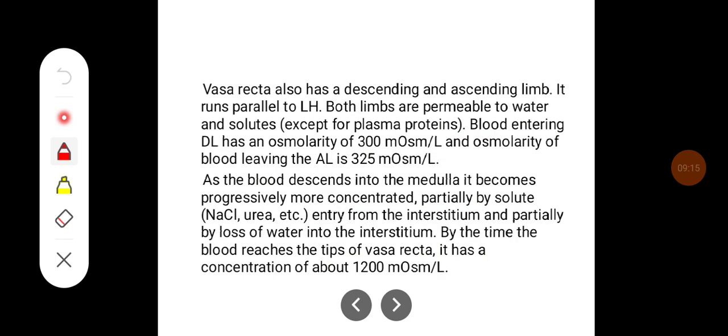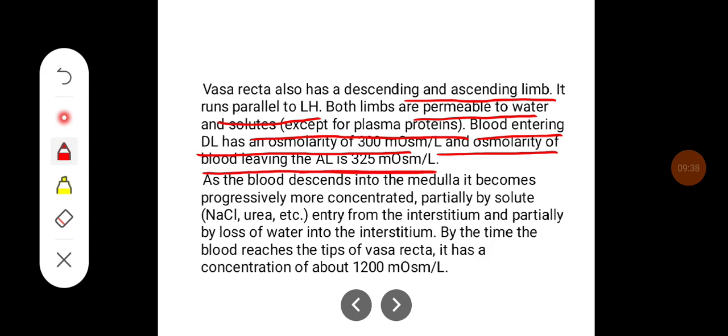The vasa recta also has a descending and ascending limb. It runs parallel to the loop of Henle. Both limbs are permeable to water and solute except for the plasma proteins. Blood entering the descending loop has an osmolarity of 300 milliosmoles per liter, and the osmolarity of the blood leaving the ascending loop is around 325 milliosmoles per liter.